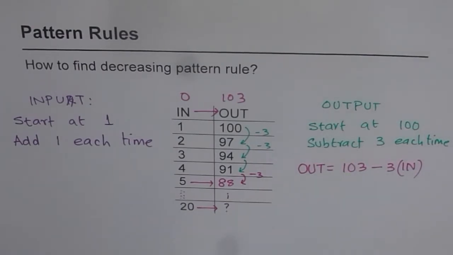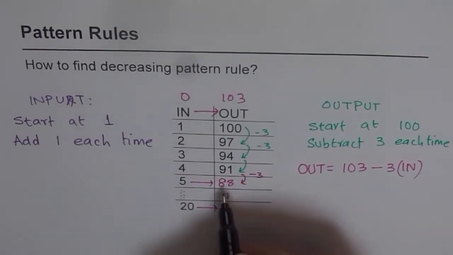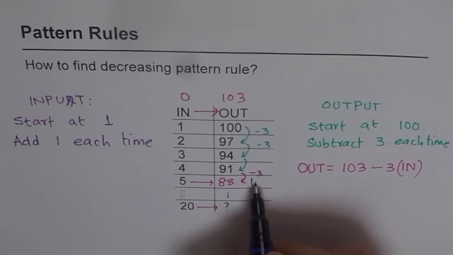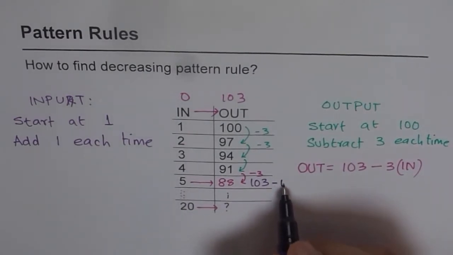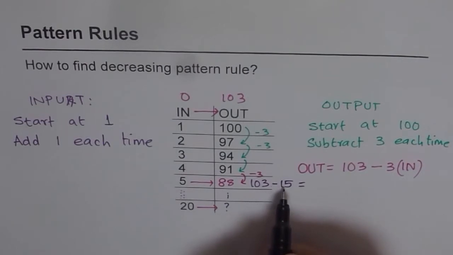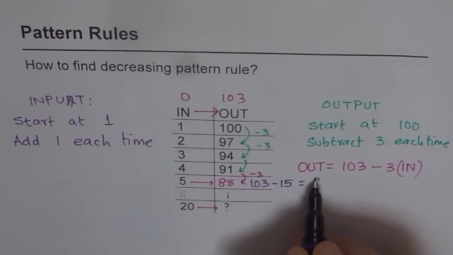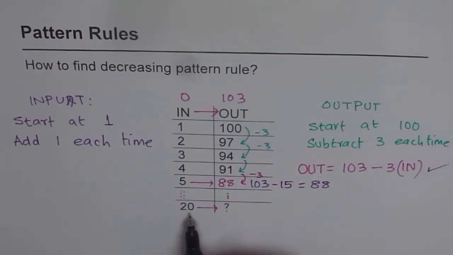Let us check now whether this rule is right or wrong. Let's check with 5 itself. So if we do 103, take away 3 times 5. What is 3 times 5? 3 times 5 is 15. What do I get? 103 take away 15 is indeed 88. So we get the same number. The rule works. Perfect.